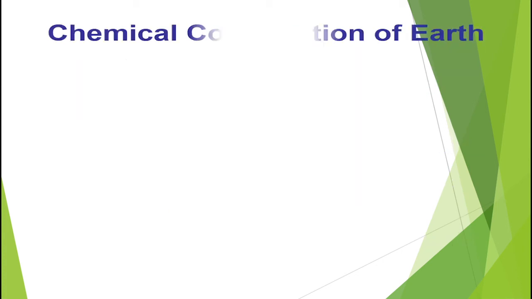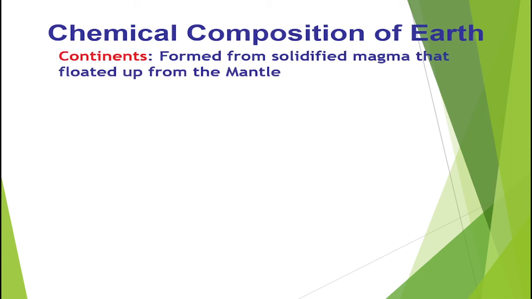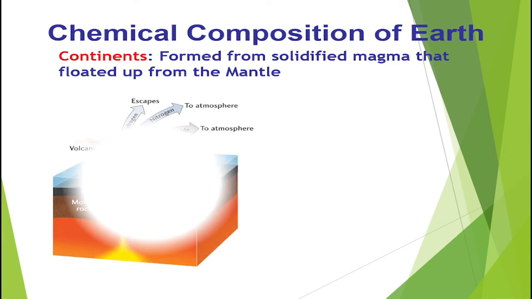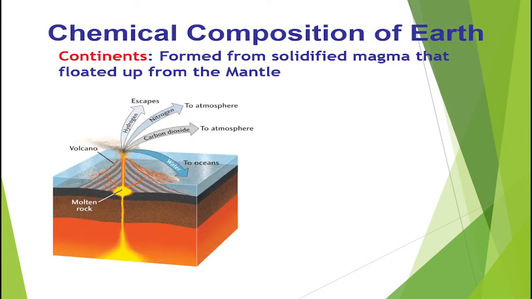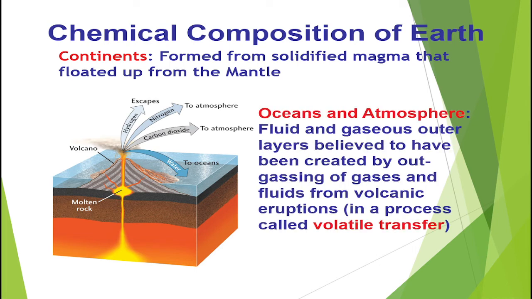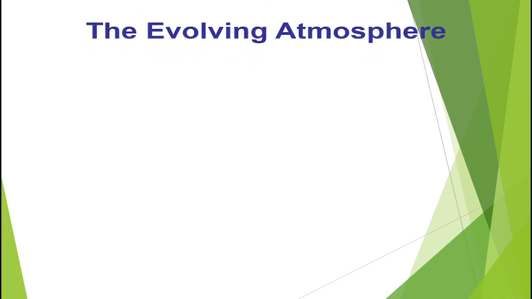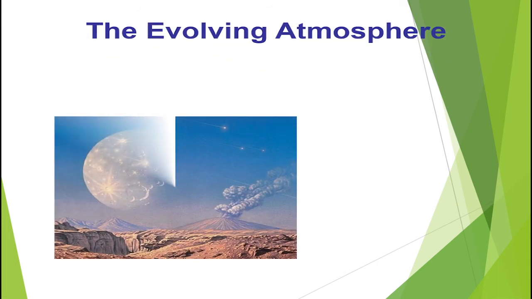One eminent process that helped in the formation of lands, oceans, and the atmosphere is the process of volcanism. Continents formed from solidified magma that floated up above the mantle. Volcanoes spewed out fluid and gaseous outer layers believed to have been created by outgassing of gases and fluids from volcanic eruptions, in a process called volatile transfer. This process is the reason why the atmosphere of the Earth has evolved.